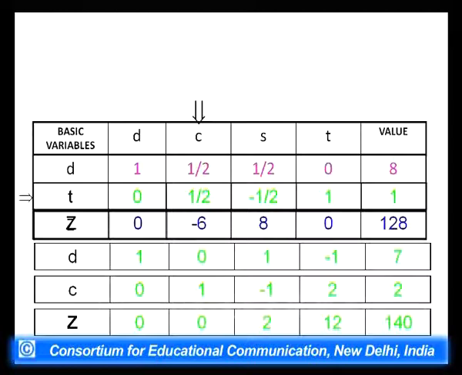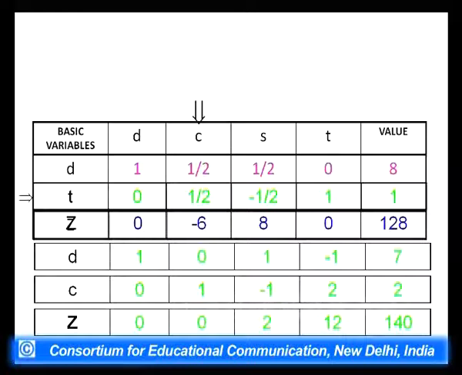Okay, and finally we get the values in the value table as 7, 2 and 140. Look at the Z value table. The values in the cells are: under D the value is 0, under C the value is 0, under S the value is 2, under T the value is 12, and under the column value the Z value is 140.